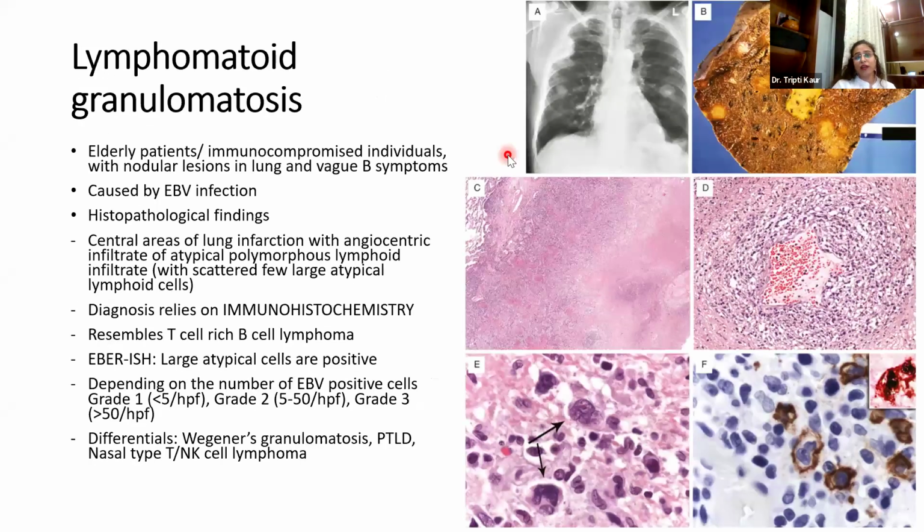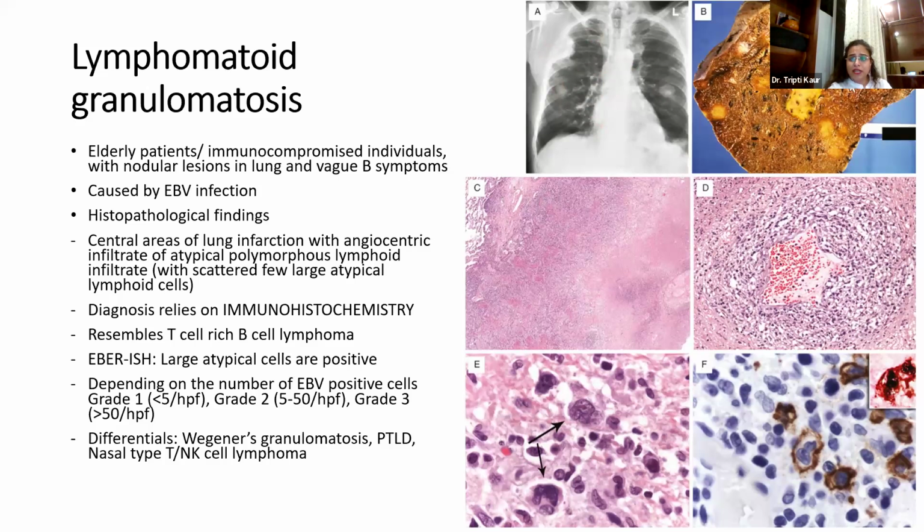So lymphomatoid granulomatosis, coming to this entity, it's a very, very rare entity caused by EBV infection in immunocompromised or elderly patients. These patients usually present with nodular lesions in the lung with vague B symptoms. So you will have these central areas. These are the nodules you can see on radiology, and on the gross you can see very pale nodules.